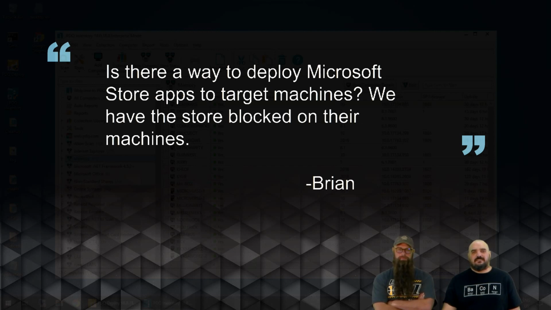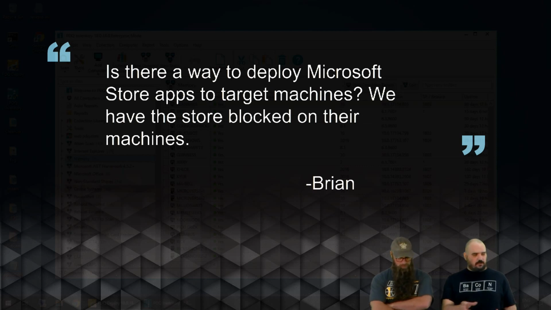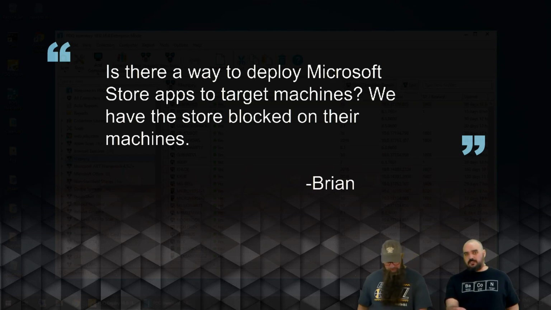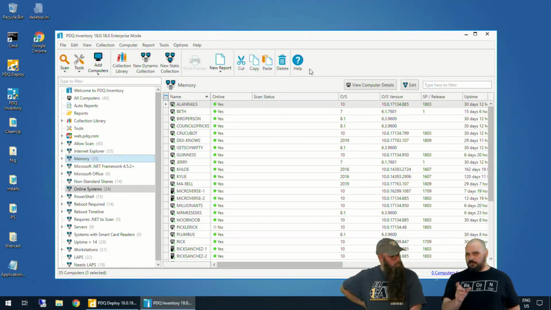Dear Shane and Jordan, is there a way to deploy Microsoft Store apps to target machines? We have the store blocked on their machines. Thanks, Brian. You're going to need the manifest that the store has. There's the PowerShell command Get-AppxPackage that will give you the path to where the manifest is, if you have one that's not blocked. And then you're going to put the manifest and install file in a location that everyone can access.